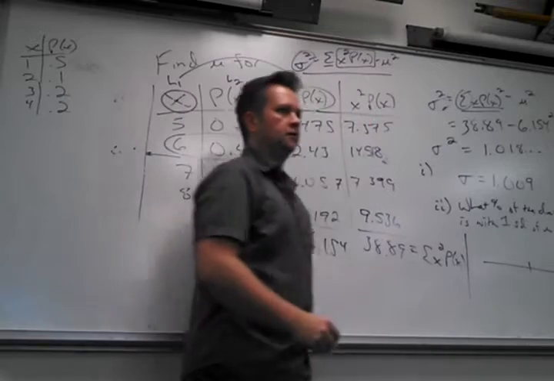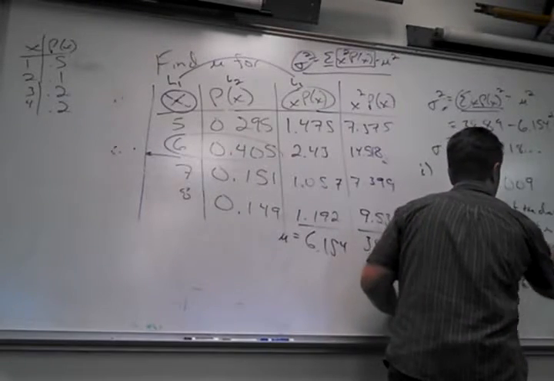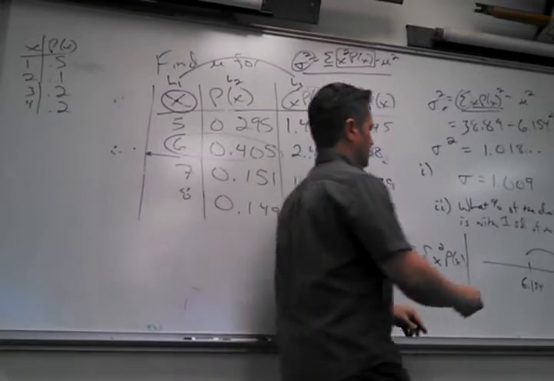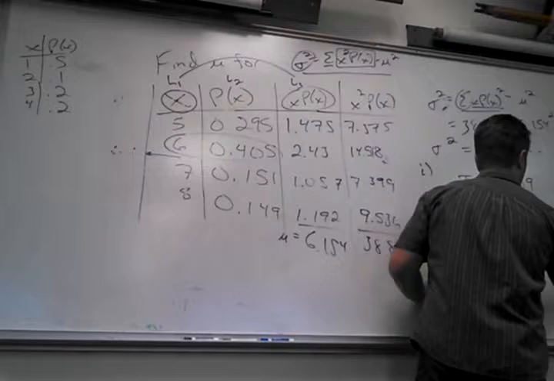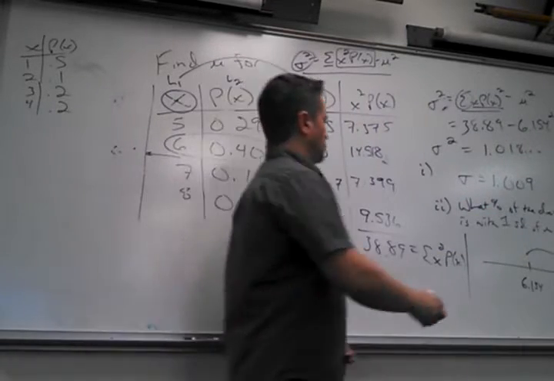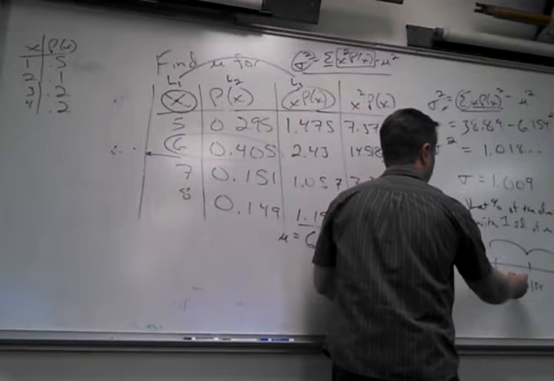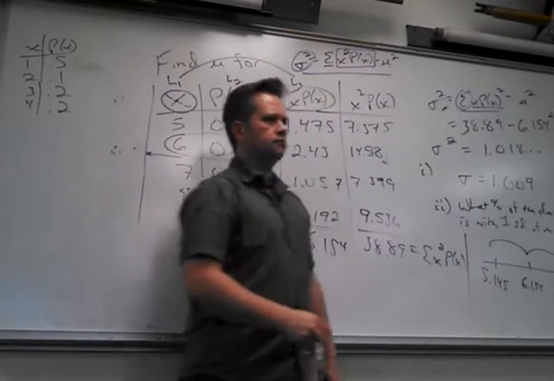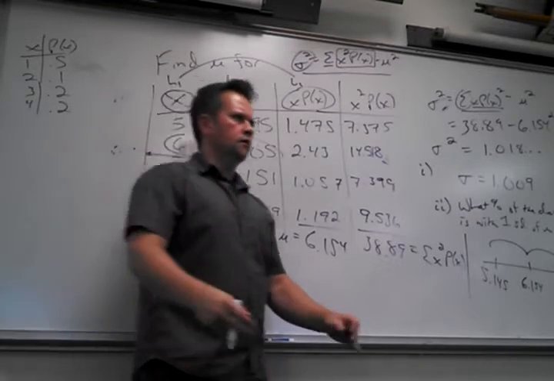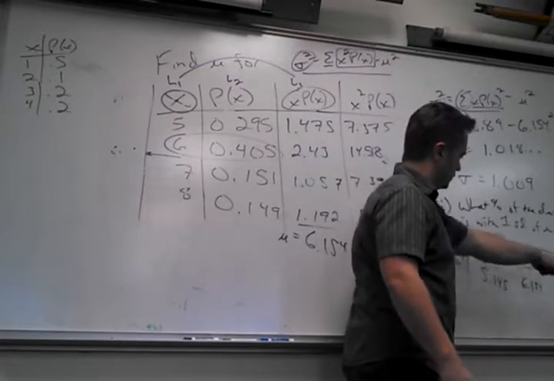In the middle, I put the mean. And then I go up 1 standard deviation, so I end up at 7.163, right? Just add 1.009. If I go down 1 step, I end up at 5.145. Is everybody with me on that? We've done this before. I just added 1.009 because that's what a standard deviation is.